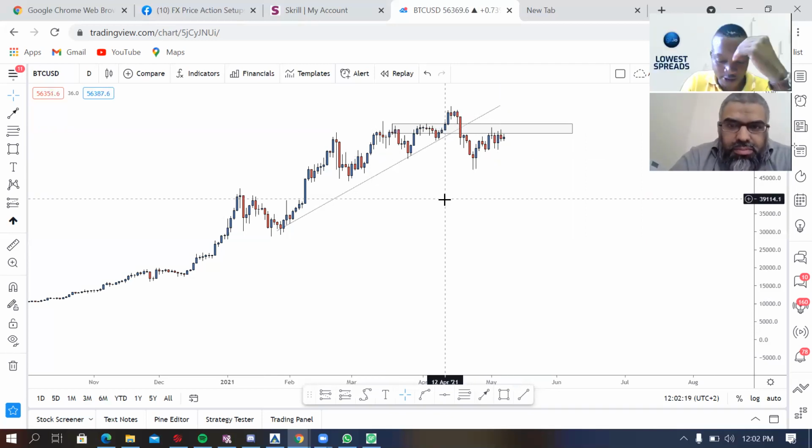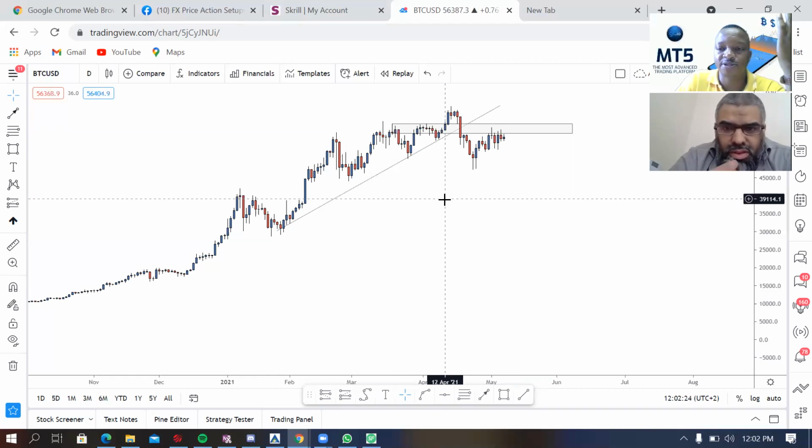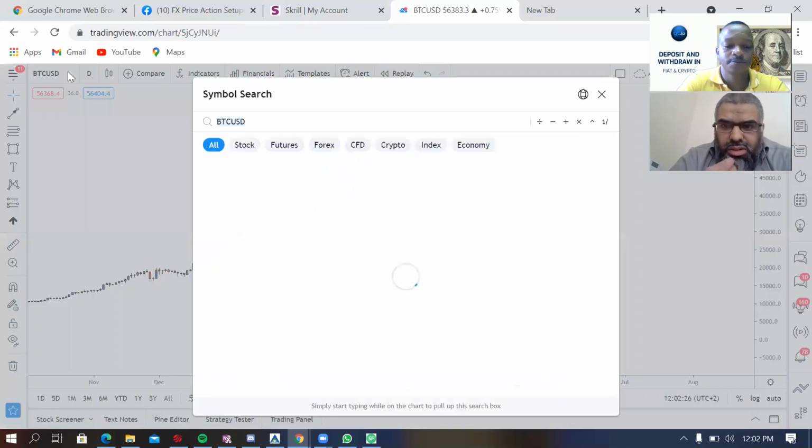So another one is Euro USD. Euro USD for me and gold is the same.